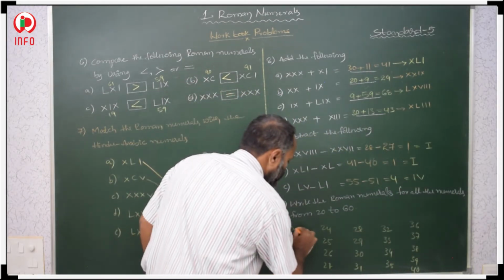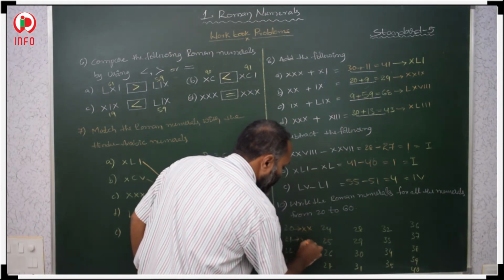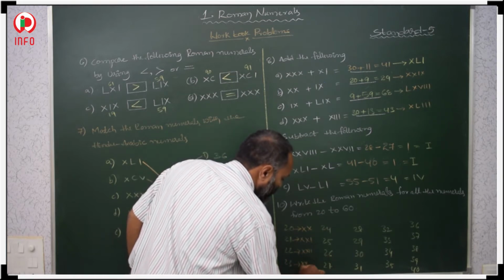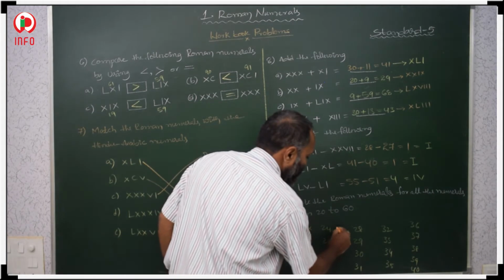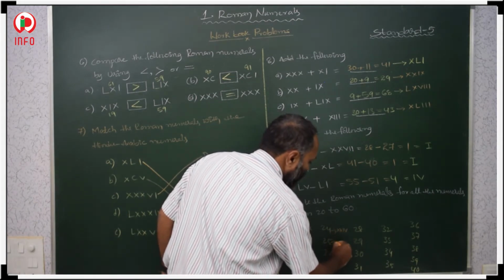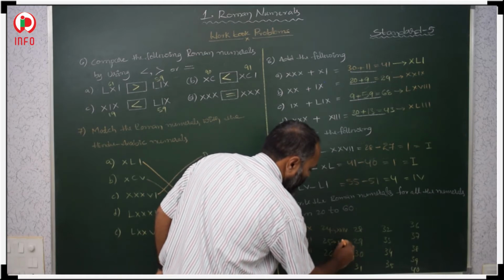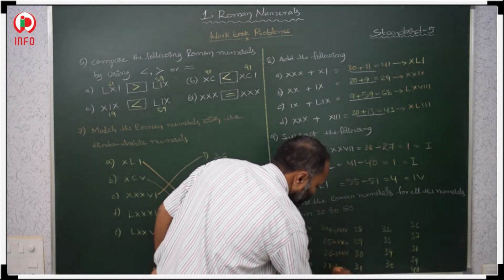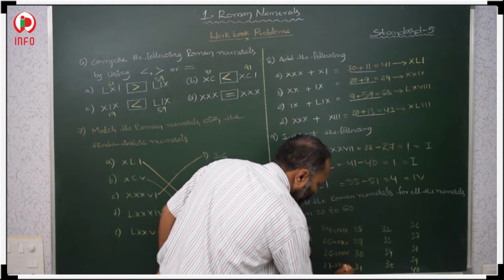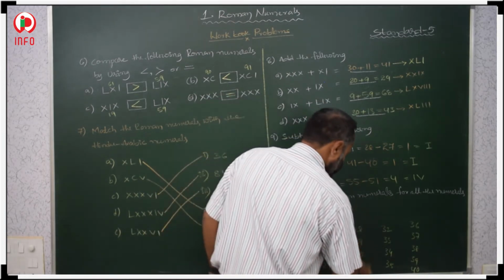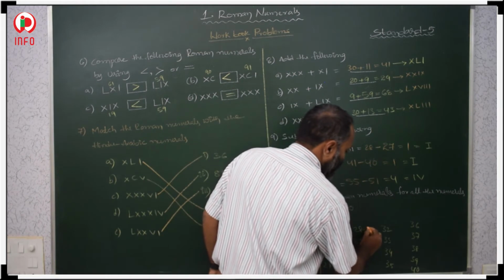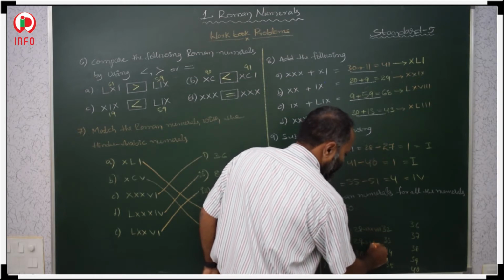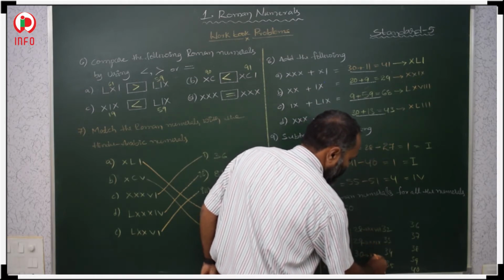So 20 means XX, 21 means XXI, 22 means XXII, 23 means 20 plus 3, 24 means XXIV, 25 means XXV, 26 means XXVI, 27 means XXVII. So 28, 29, 30 you have to write. 28 means XXVIII, 29 XXIX, 30 XXX.